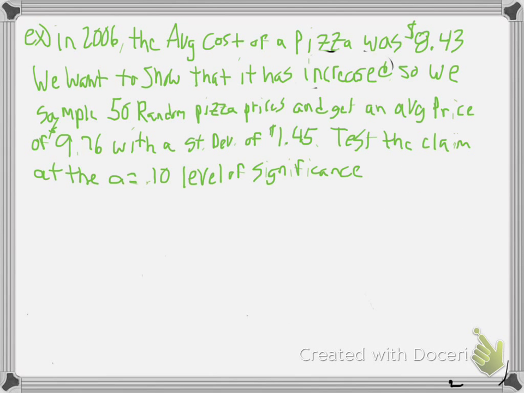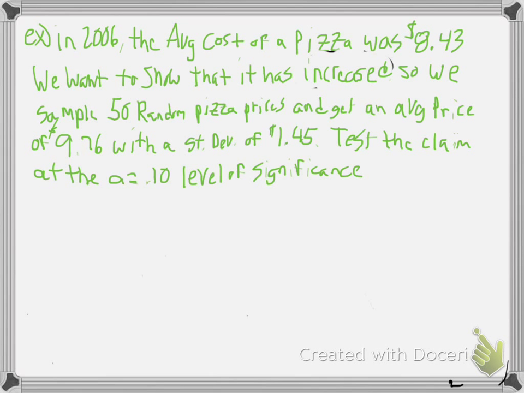Alright, on to the next one. This one says in 2006 the average cost of a pizza was $8.43. We want to show that it has increased, so we sample 50 random prices and get an average price of $9.76 with a standard deviation of 1.45. Test the claim at the alpha equal 0.10 level of significance.